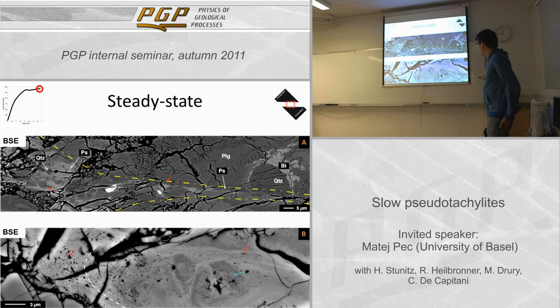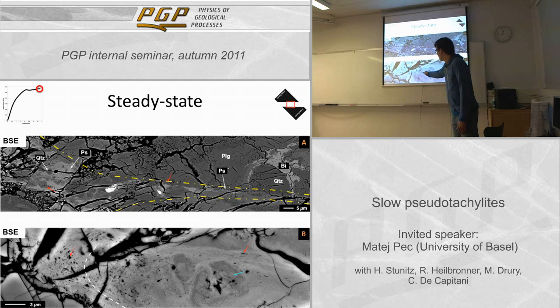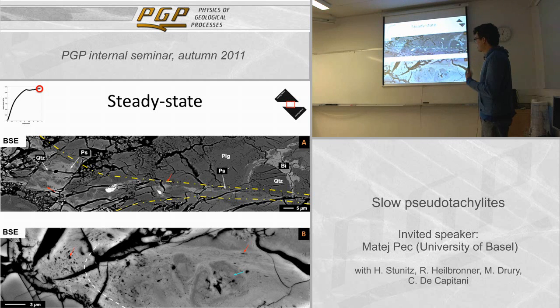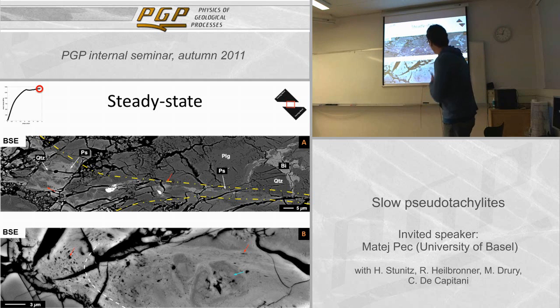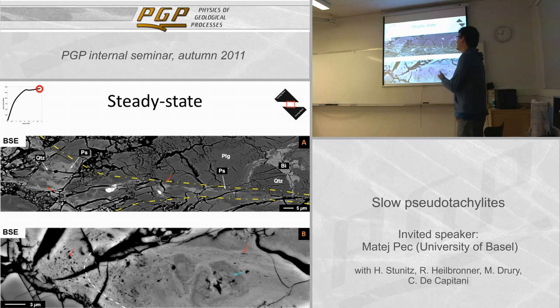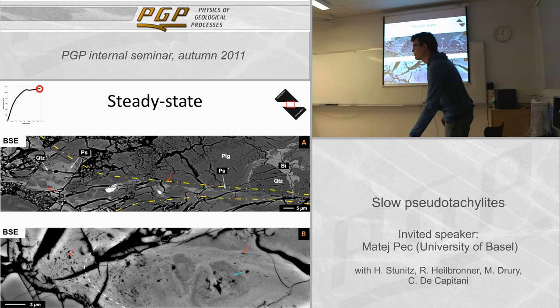Here we can see corroded clasts of predominantly quartz. We can see some clear bubbles that are following the local flow pattern. Those would be the black dots here. And those are, again, all features that are typically described for pseudotachylites. If we wouldn't know the conditions in which it formed, we would say that this is a pseudotachylite.